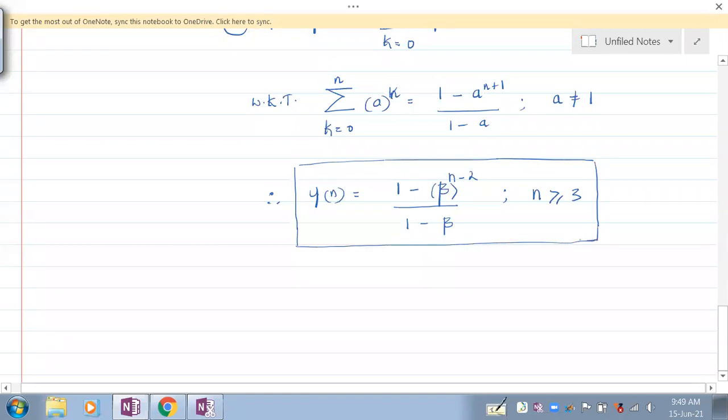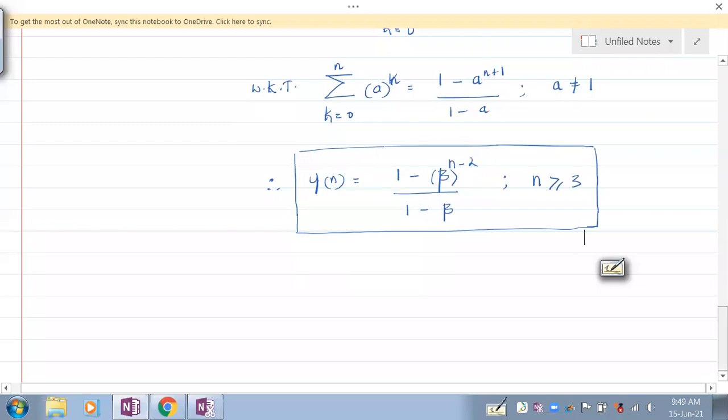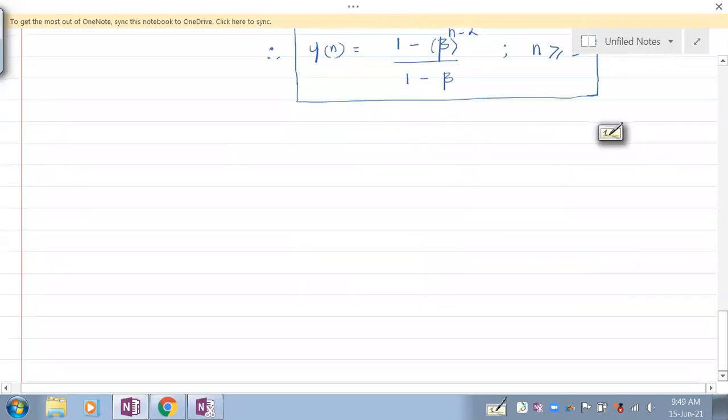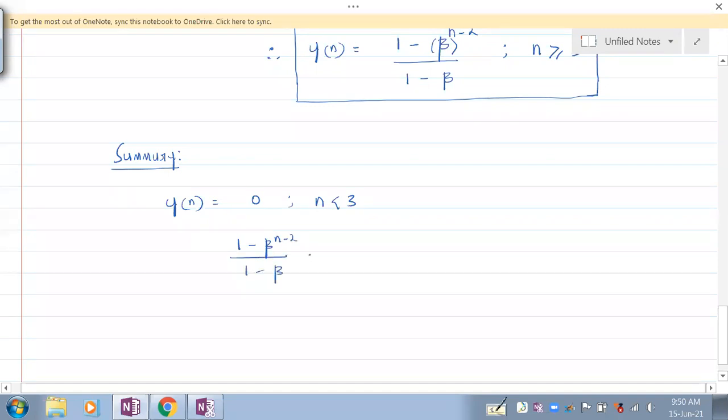How to summarize? Okay, summary of the results, what we have done so far. The result summary says that y of n is 0 for n less than 3, and it is 1 minus beta to the power n minus 2 by 1 minus beta for n greater than or equal to 3. So this is one way of writing it. There is another compact form of this. What is that? Anybody?